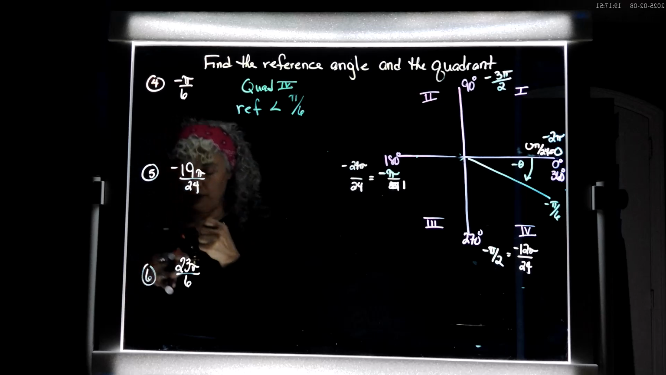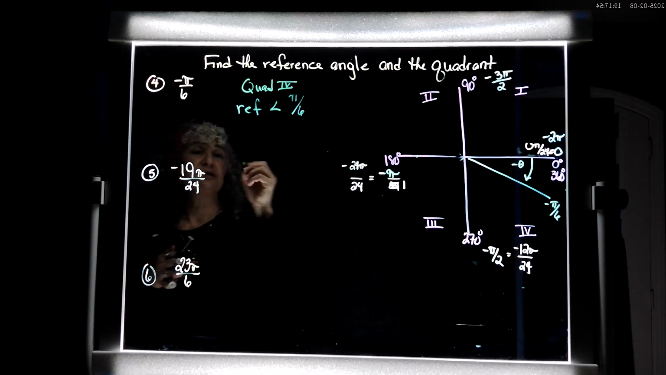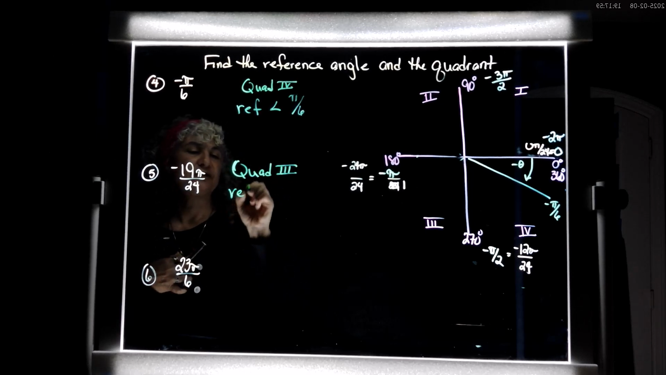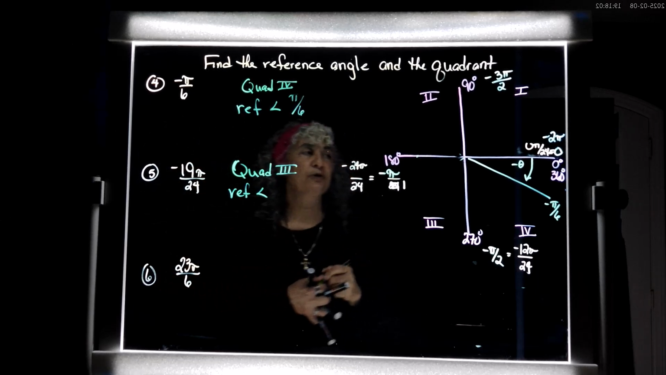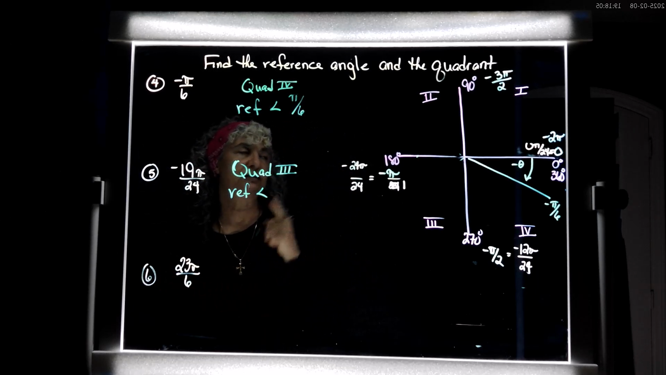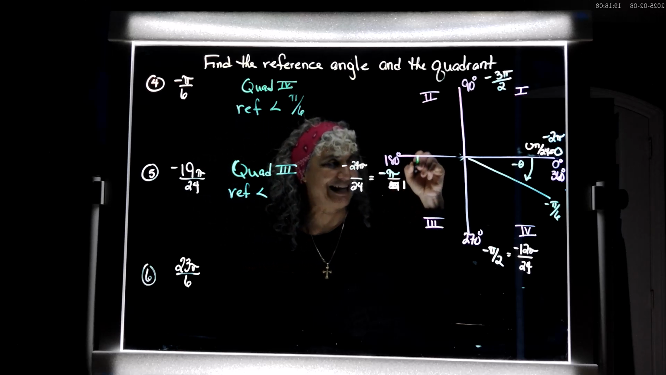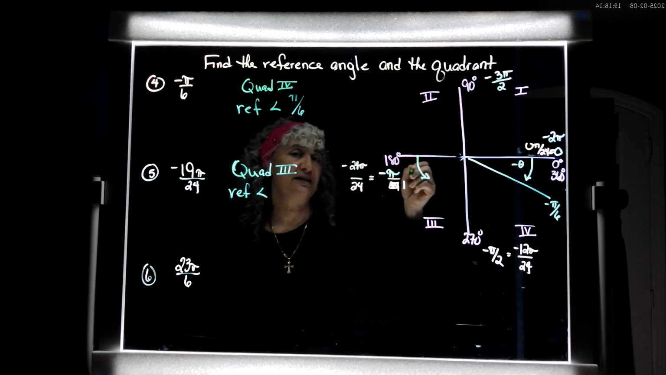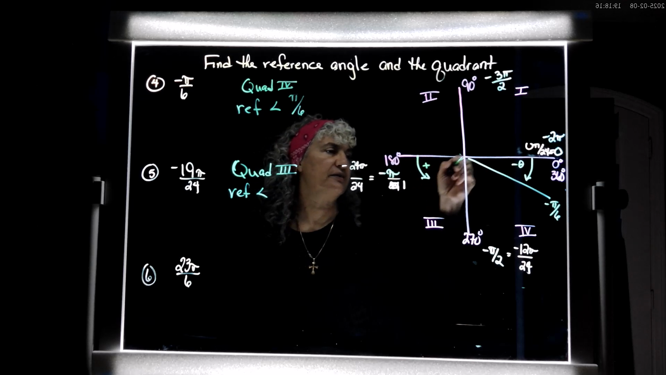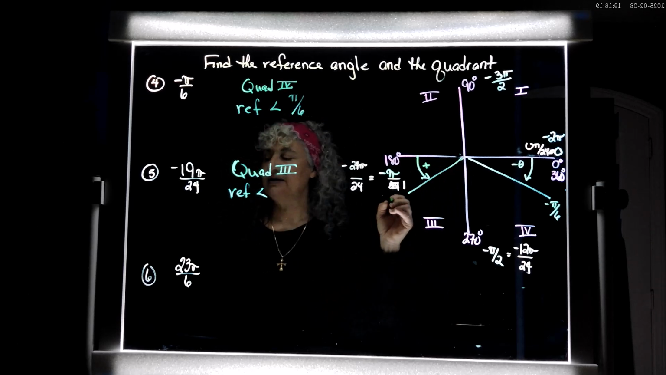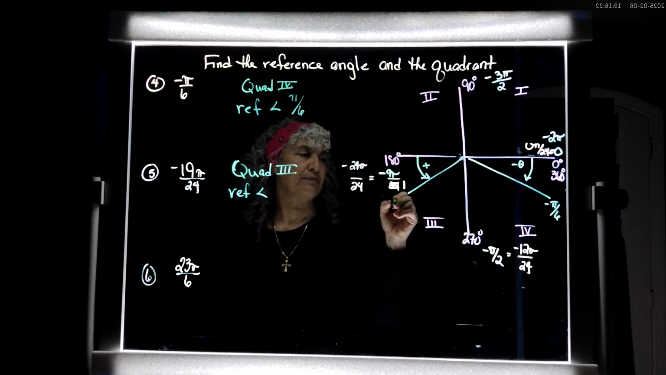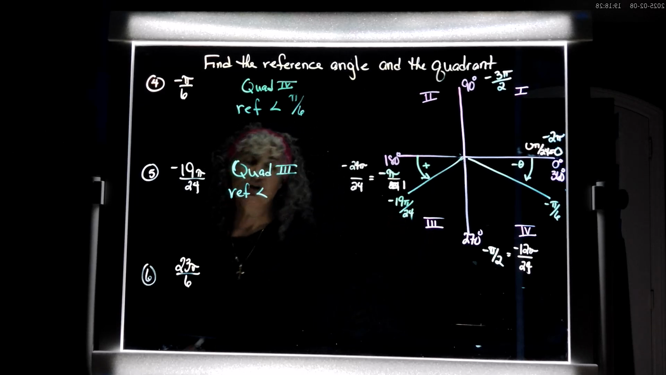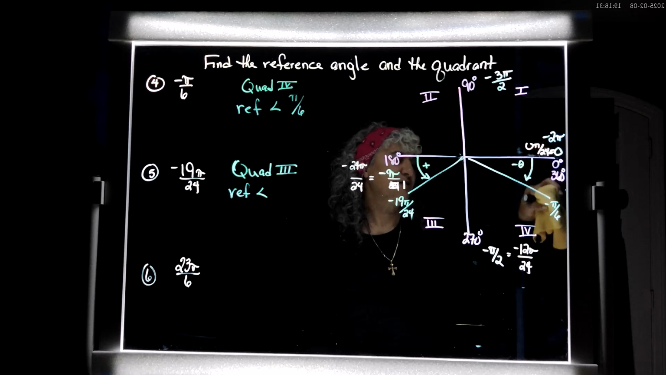Okay, so what's your quadrant? Your quadrant is quadrant 3. Good. And now I need my reference angle. Remember, the reference angle is always off of the x-axis. So I'm going into quadrant 3. And when you go in this direction, that is with the labeling, it's the positive. And you're supposed to end up at negative 19 pi over 24. Okay, so how are you going to set this up?